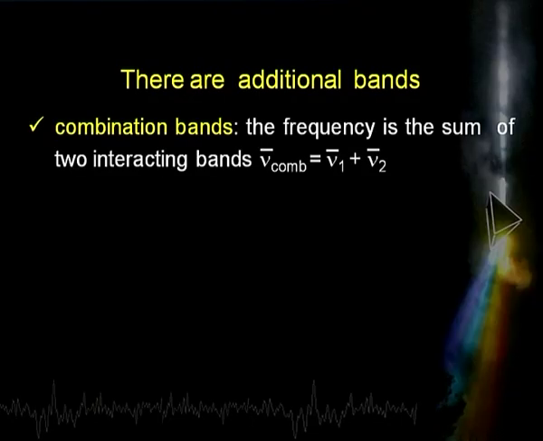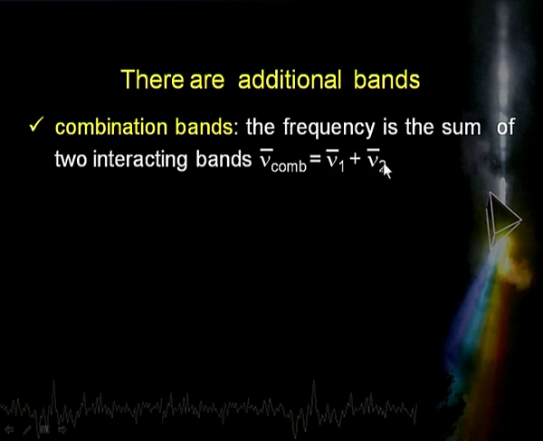In addition to all these bands, there are certain additional bands, of different varieties. Let's see what these are. One of them is the combination bands, which, as the name suggests, are combinations. A given combination band could be the sum of two vibrational bands.